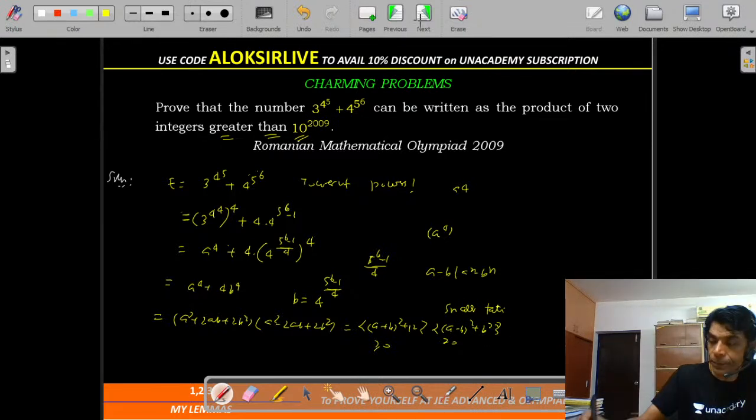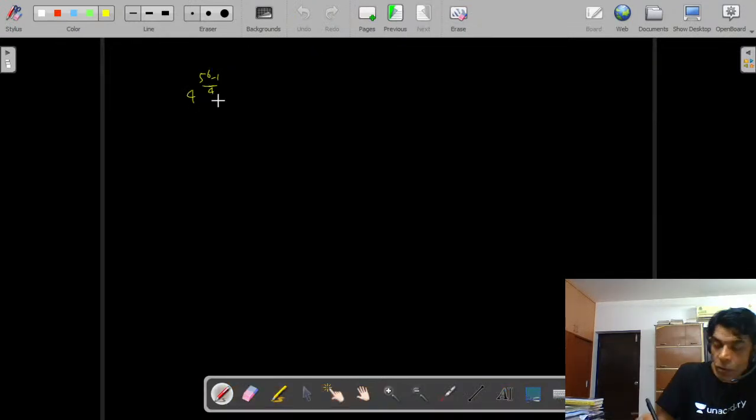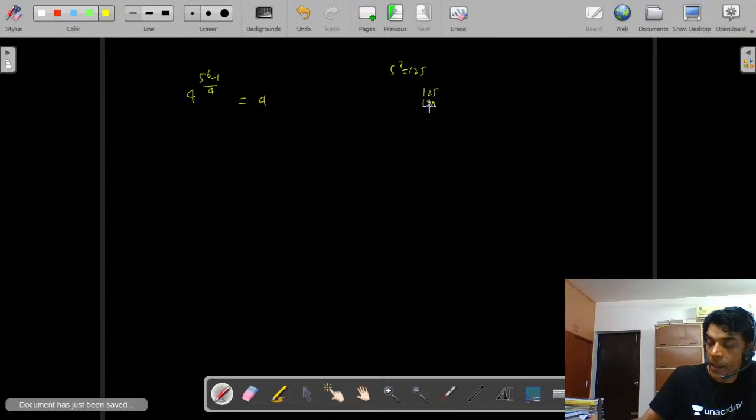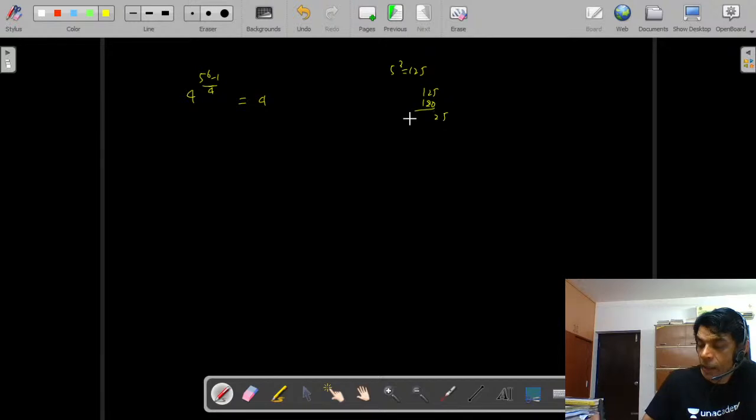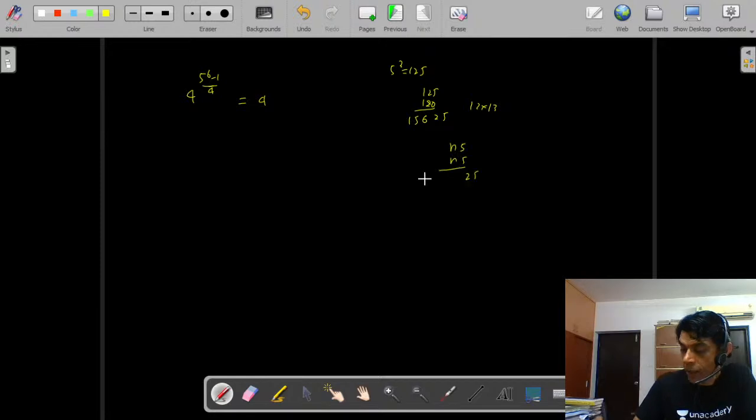So 4 to the 5 to the 6 minus 1. Now it's time to calculate. So 5 cubed is 125, and 125 times 125 I can write very easily, if you don't know the technique, it is 25 and 12 into 13. Means if you have some numbers ending in 5, n5 and n5, you can write 25, and then n times n plus 1, just append it in the beginning. That is a good trick.